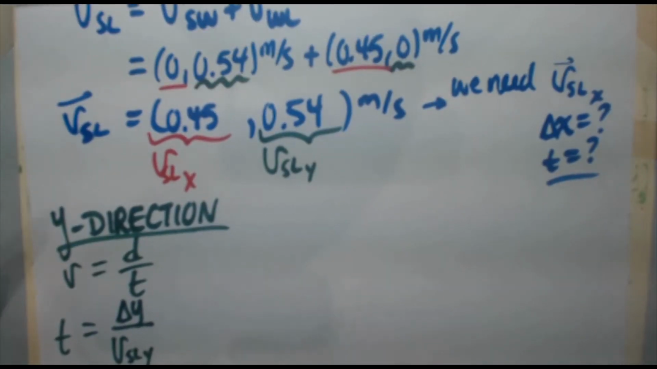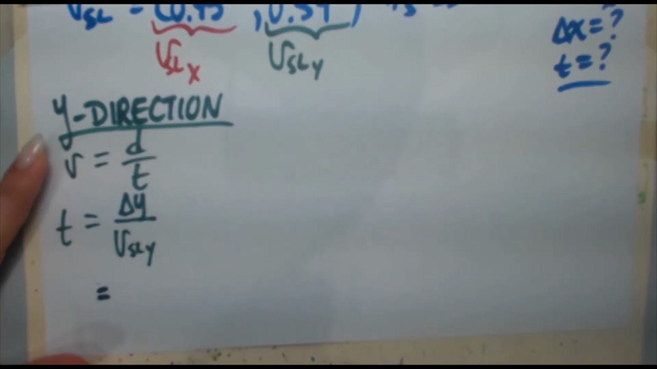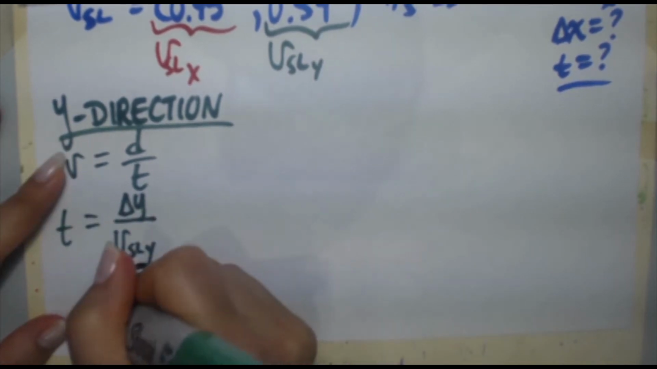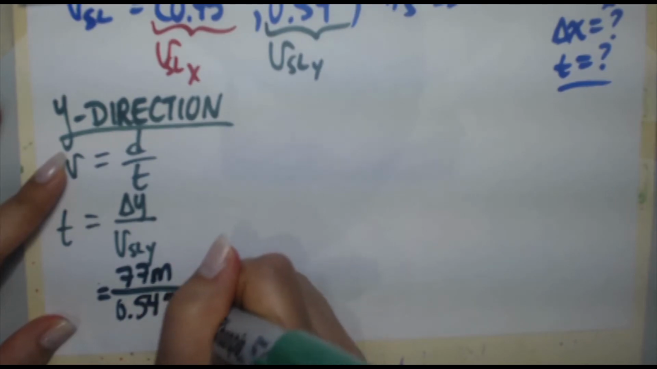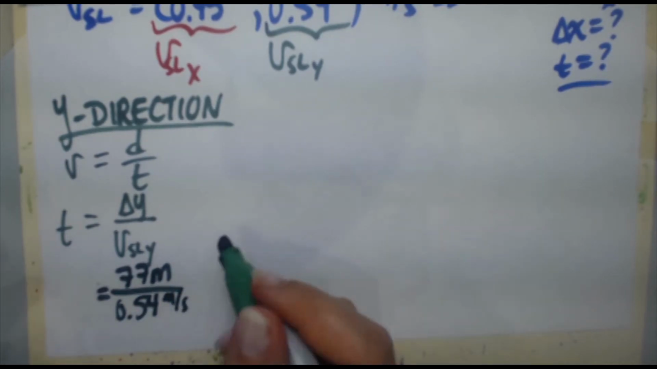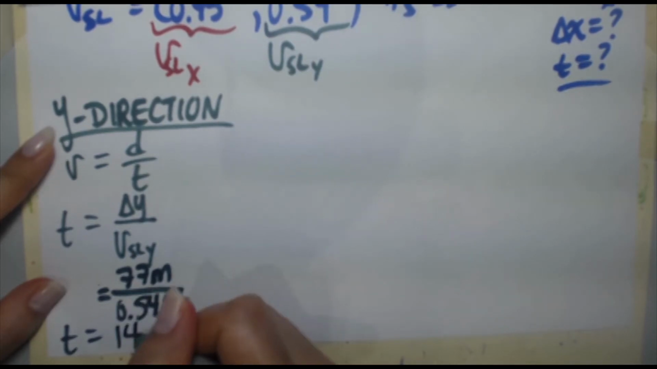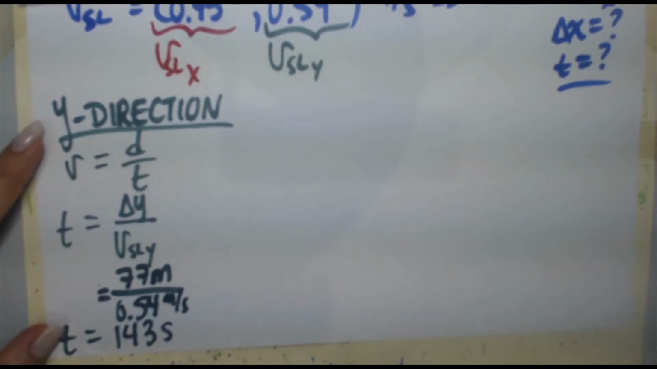Okay, so time is equal to 77 meters over 0.54 meters per second. And when you calculate that out, you are going to get that time is equal to 143 seconds. Okay, although this is not correct to the right number of sig figs, it's okay because it's not our final answer. So just keep that in mind.